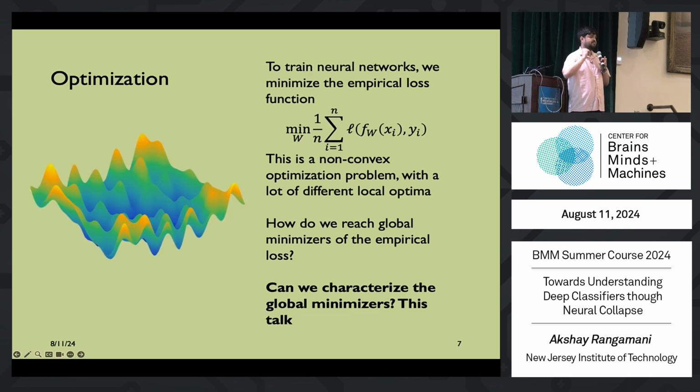There's a whole bunch of questions about optimization. Basically, to train a neural network, you gather some data. This is probably more for a fixed data set scenario where you have a data set and you want to fit your model to that data set, and how do we reach the global minimizers of the empirical loss. And in this talk, I'll be exploring a bit about characterizing these global minimizers.